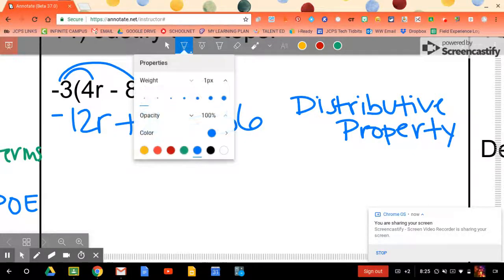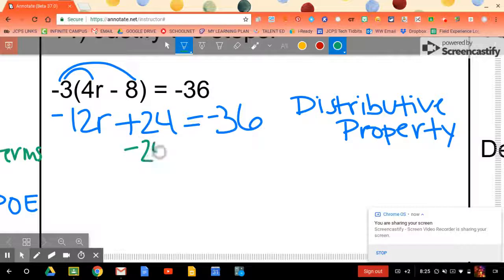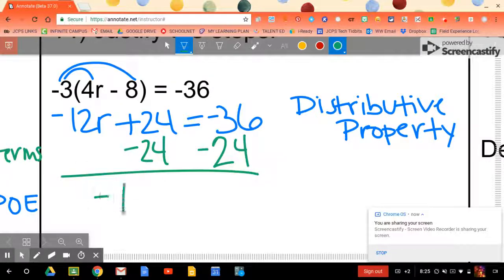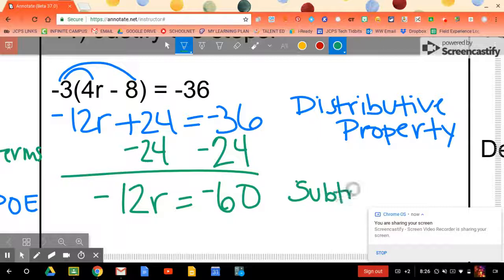Your next step is to get that variable by itself. So you want to subtract 24. You get negative 12r equals negative 60. Because you have a negative 36 and a negative 24, since they're the same sign, you're going to add them and keep that sign. So this is your subtraction property of equality.